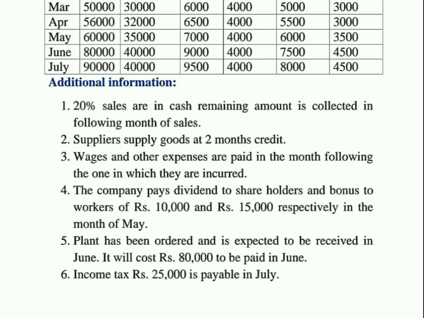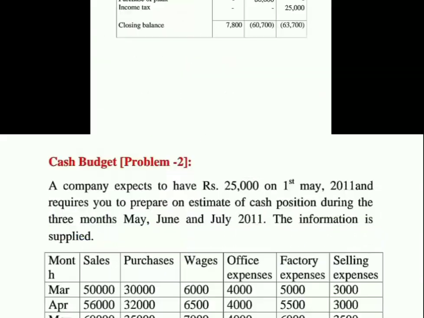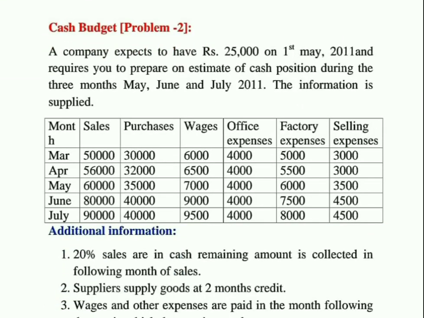And the last point, income tax rupees 25,000 is payable in July. So income tax 25,000 is payable in July. So this is the problem and we need to prepare an estimation of the cash position for the 3 months period May, June and July. I repeat, cash position for the 3 months period May, June and July 2011.